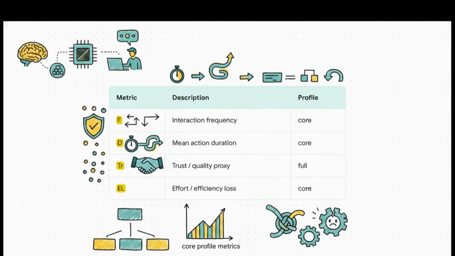Remember that 3-second hesitation we talked about at the beginning? EL is the metric that would actually quantify that hesitation, making an invisible problem suddenly visible and measurable. And the best part is, you get these core metrics even from the most basic logs.